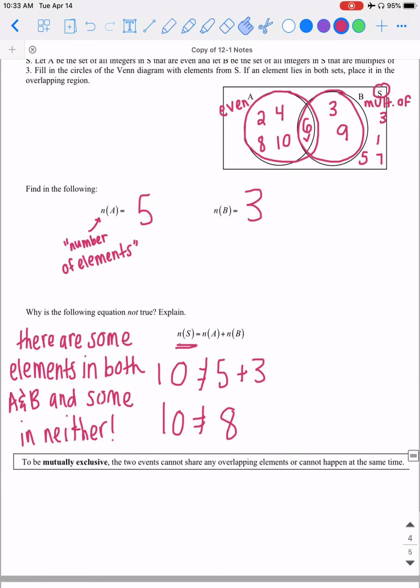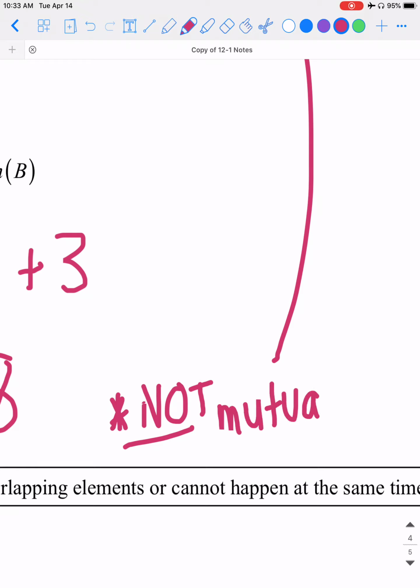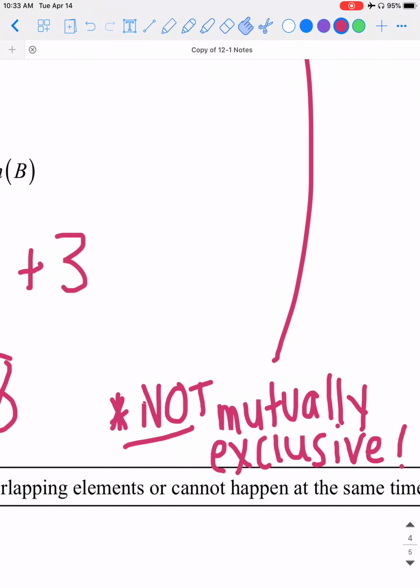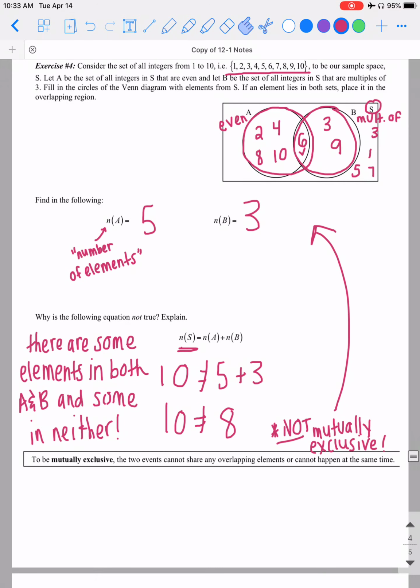Then this last box here has another definition. So to be mutually exclusive, two events cannot share any overlapping elements and cannot happen at the same time. So if we look back at this example, this would not be mutually exclusive because we do have an element in that overlapping area. If that middle area was blank and there was no 6 there, then maybe this situation would be mutually exclusive.